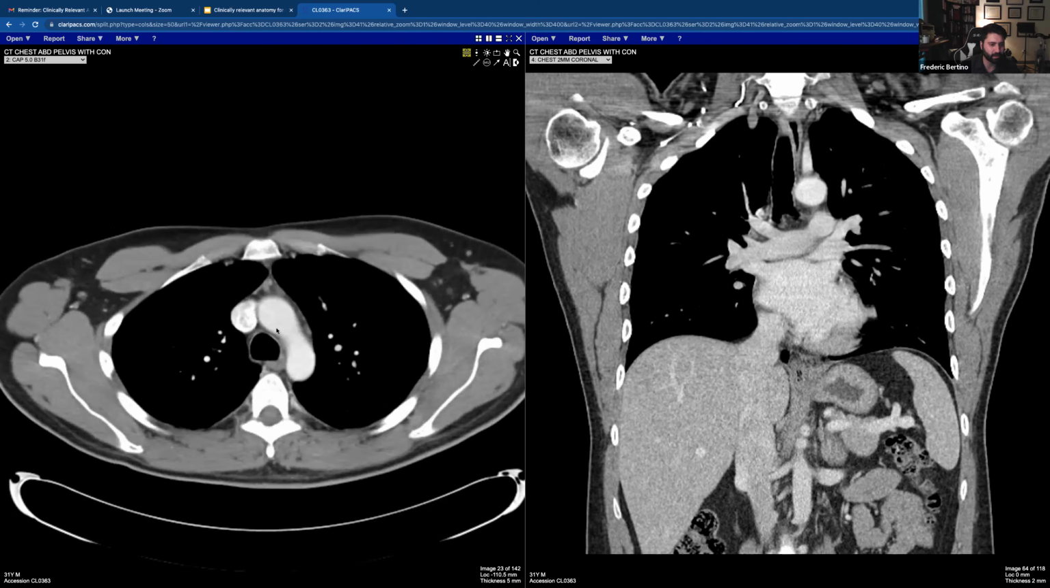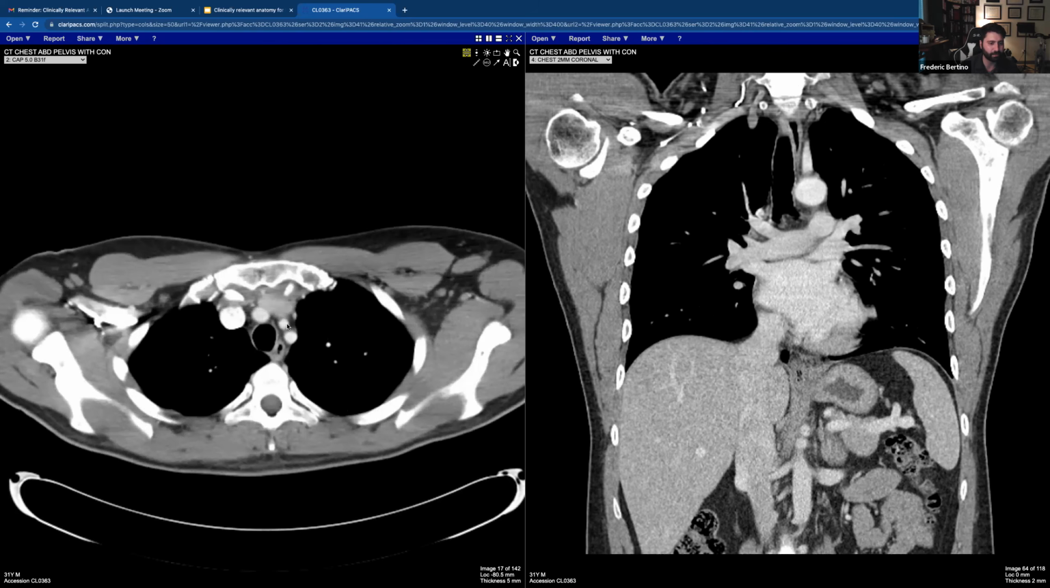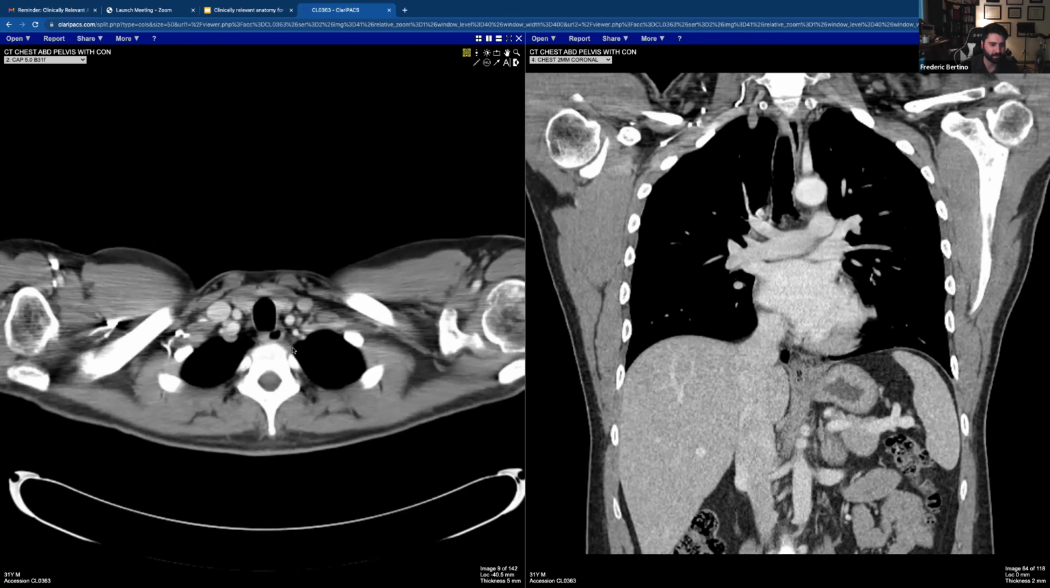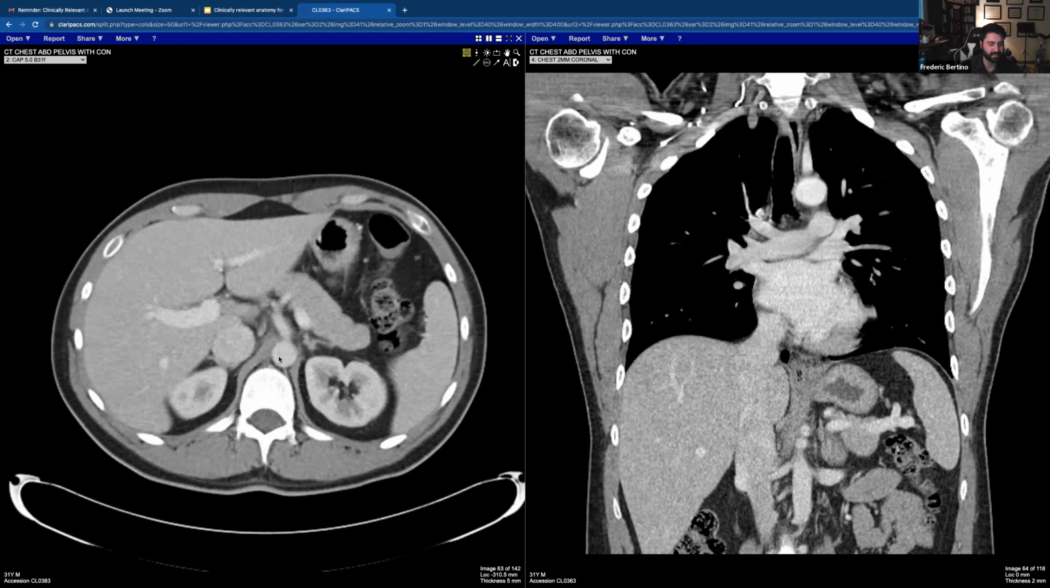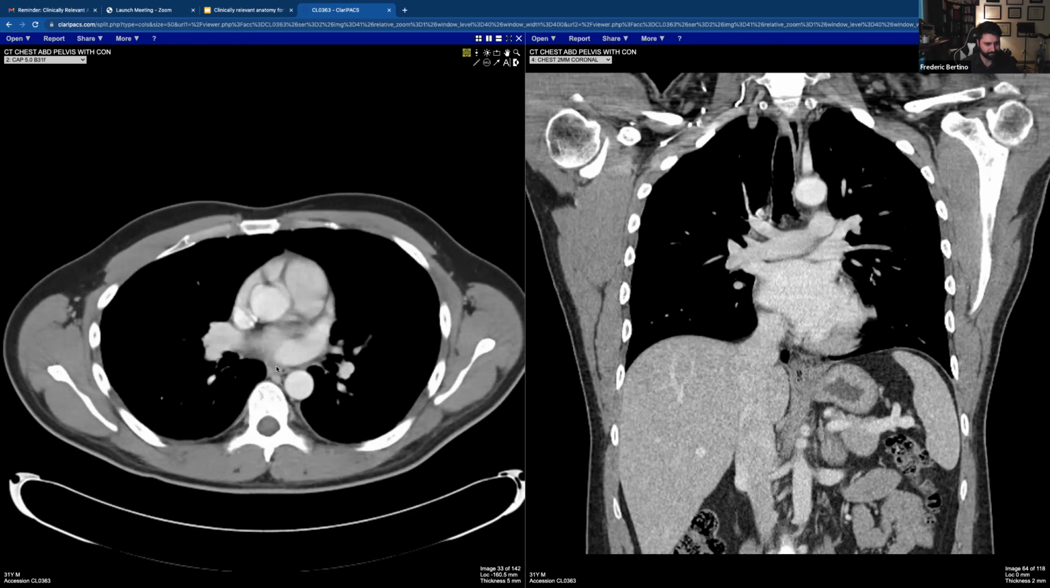If I trace the aortic arch northward, I've got 3 main branches of that aortic arch. My first branch is going to be my right brachiocephalic artery. My second branch is going to be my left common carotid artery, and my third branch off the aorta is my left subclavian artery. Continuing downward, my descending aorta continues down to the diaphragmatic hiatus.